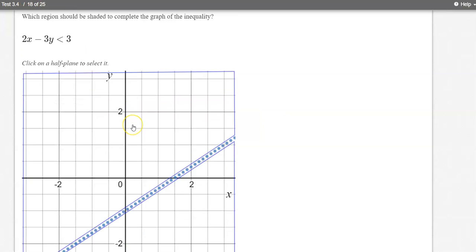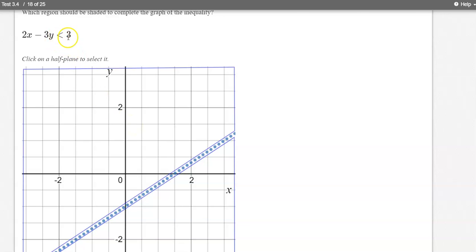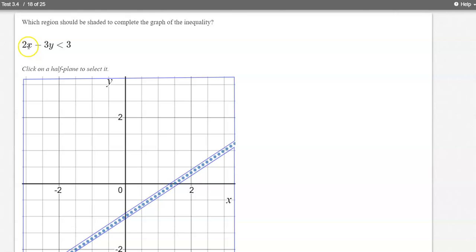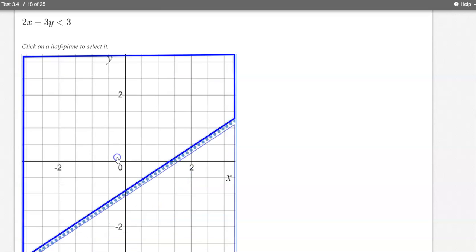Which region should you shade? Now, you may think below the line because of the less than, but this is kind of tricky. If you plug in (0, 0), which is the origin, 2 times 0 minus 3 times 0 is 0. And 0 is less than 3. So that means (0, 0) is a solution because it made it true. So you should shade here.